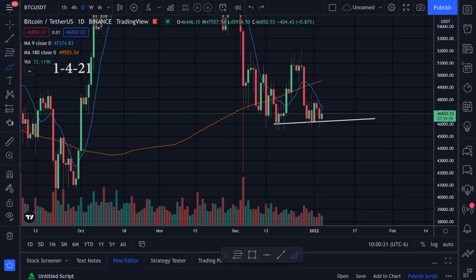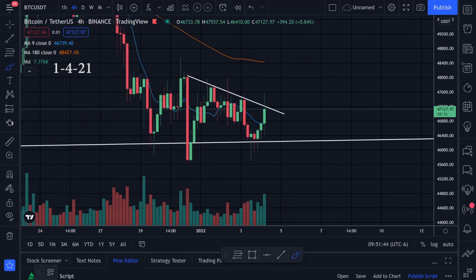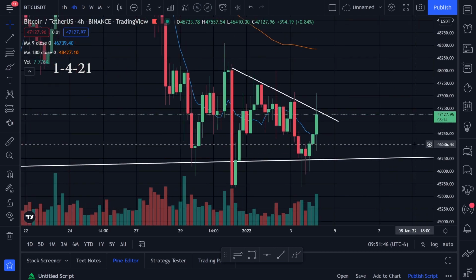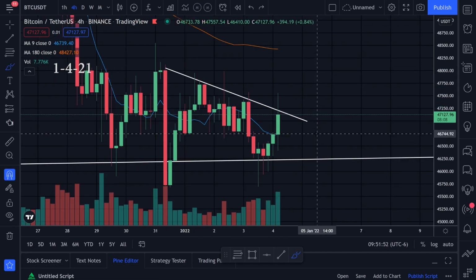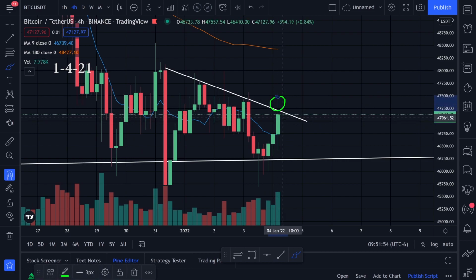Let's take a look at the chart for Bitcoin. Okay, so here's what we're looking at. We're on the 4-hour time frame right now, and we had resistance right here, and resistance right here. Right now, it looks like we're testing, or we did break out of this little trend for a minute, and then it looks like we're getting pushed back down.